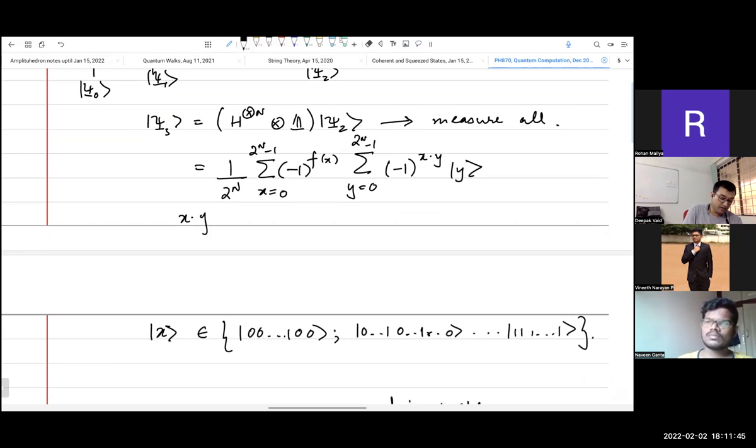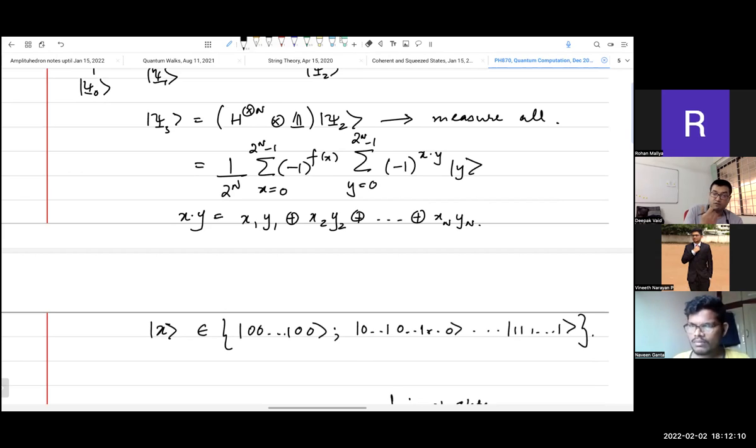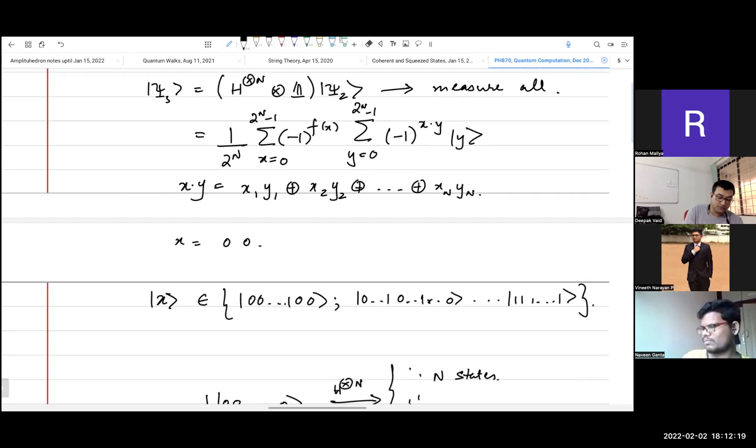Okay, now what is x dot y? x dot y is the dot product, but it is the sum of the bitwise dot product, like this, right? What are x and y? Remember, x and y are both n bit strings, right? So x is equal to some combination of zeros and ones, and y is equal to some combination of zeros and ones.